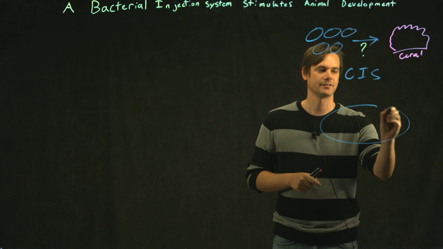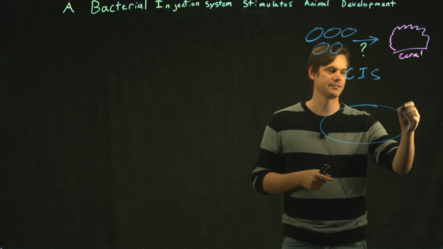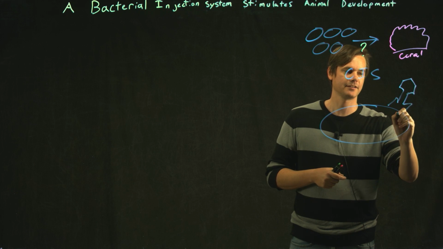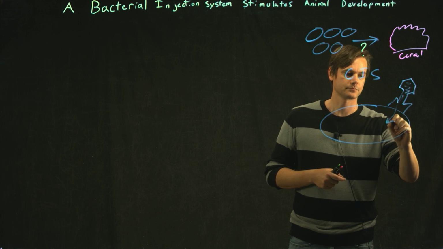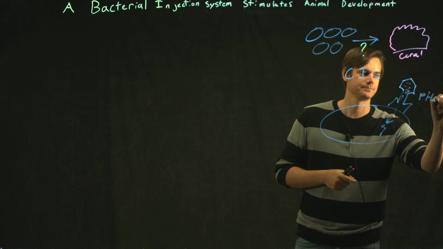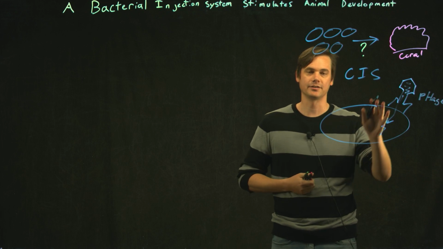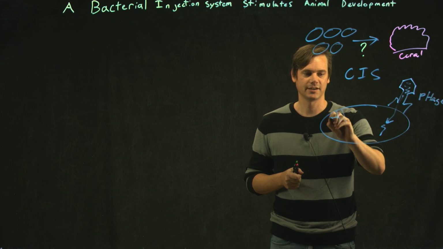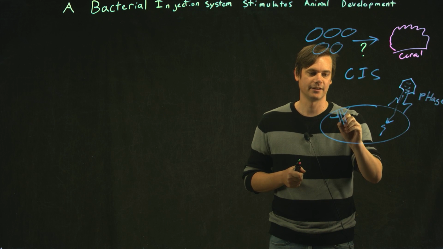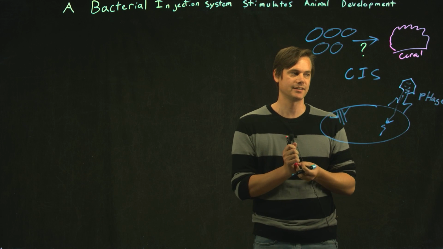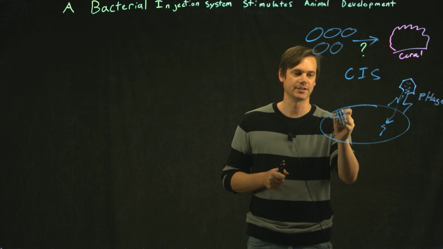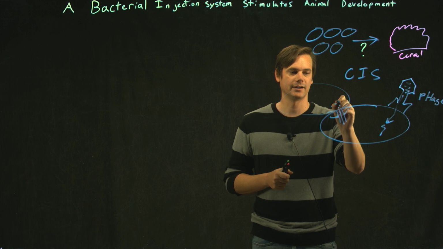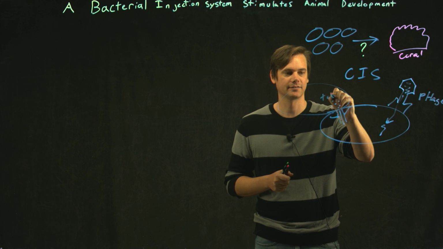Contractile injection systems are similar to bacteriophage. So I'm going to draw a phage. These are viruses that infect bacteria with their DNA. Contractile injection systems are similar to phage, but they are not phage. They have many of the machinery parts of a phage, such as the contractile tail and sheath and inner tube. But instead of injecting DNA, they usually inject a protein. One of the ways bacteria use these contractile injection systems is to inject toxins into target cells.